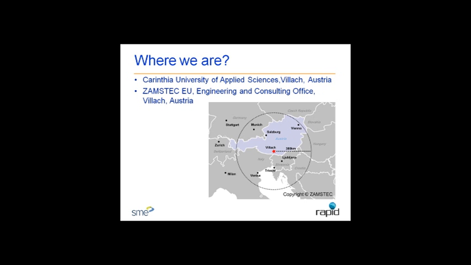A quick introduction about us. We are located in Villach. That's a city in south of Austria in Central Europe, of course, you know. So next time when you visit us, within a few hundred kilometers, you can reach Munich in Germany, Venice in Italy, or just Vienna or Salzburg in Austria.